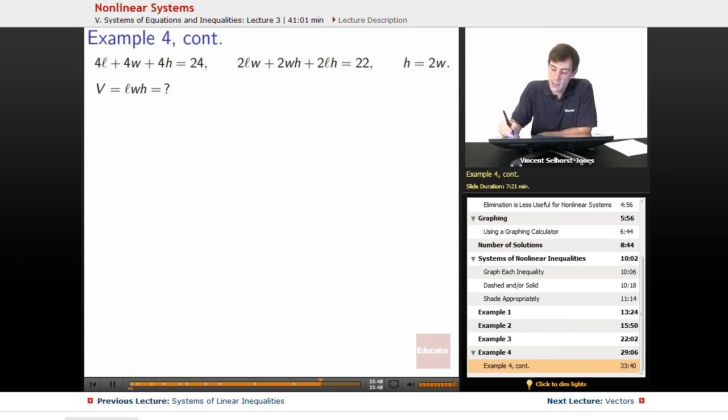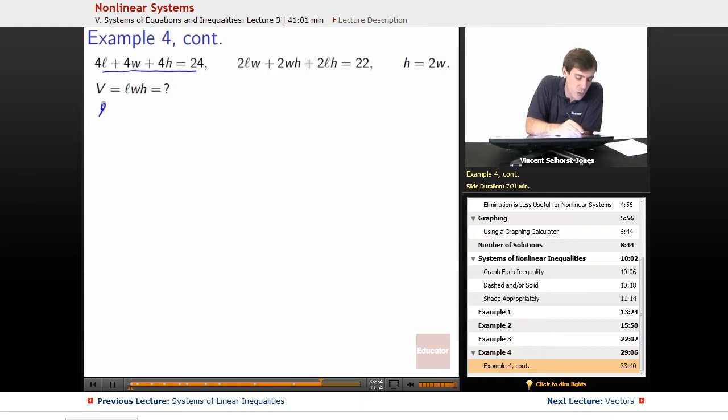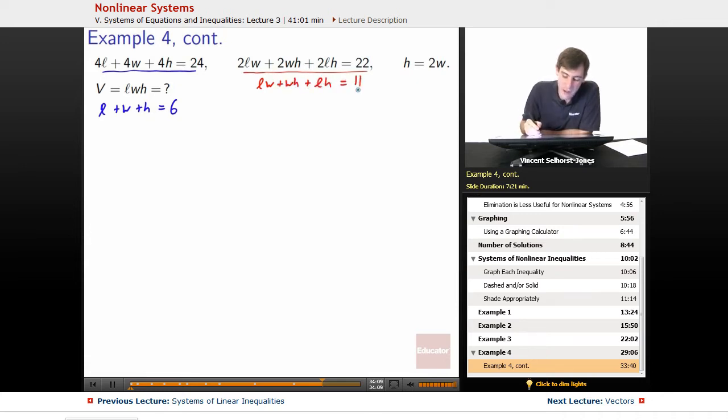Great. So I'd say the very first thing to do, let's take 4L plus 4W plus 4H. Let's make it a little bit easier. Let's divide everything by 4. So we've got L plus W plus H equals 24 over 4 gets us 6. Same thing over here. Let's divide everything by 2, so that gets us LW plus WH plus LH equals 11. Great. So at this point, we can actually start figuring things out.